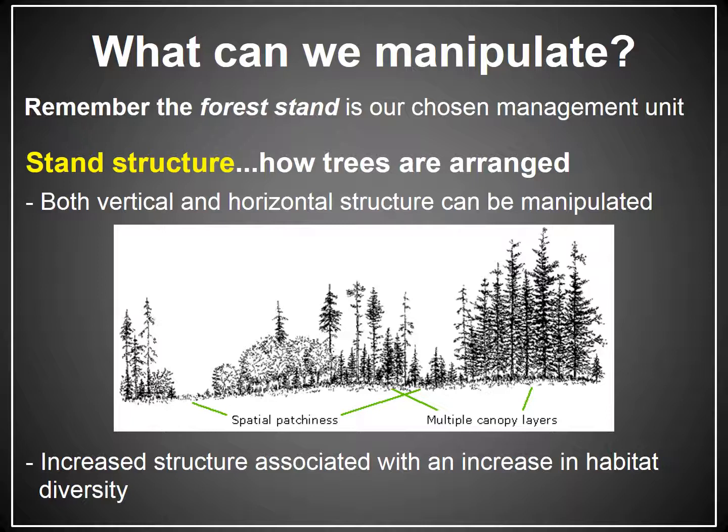The term vertical structure refers to the number of layers of vegetation within the stand. It's the difference between a forest with one canopy layer and little or no understory vegetation, and a forest with multiple crown classes within the canopy and a well-developed understory and midstory, and layers of ground vegetation as well. Typically, increases in structure, both vertical and horizontal, result in an increase in habitat diversity.